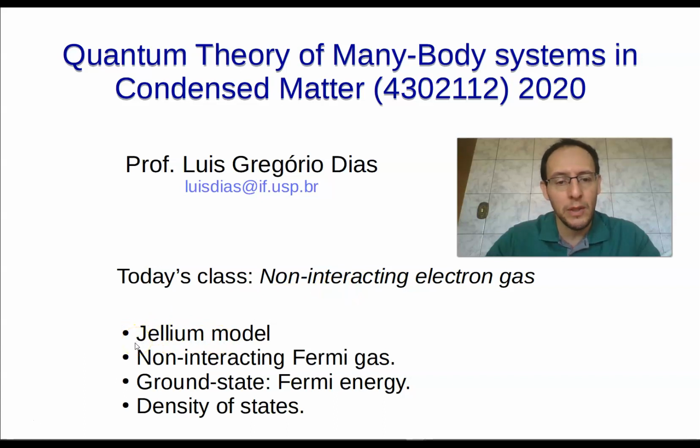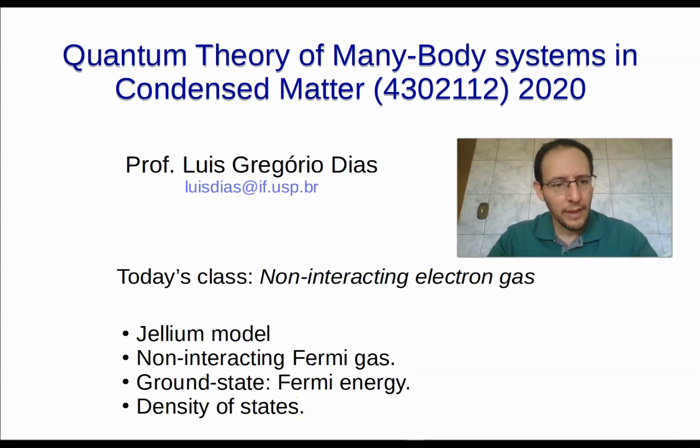We're going to start with a Jellium model and see how it translates to an effectively non-interacting model for electrons, for fermions. And then from that we can calculate the Fermi energy and the density of states. For instance, we're going to cover the density of states in 3D in this class, and as an assignment you're going to calculate the density of states in 2D. Alright, so let's go into the class now.